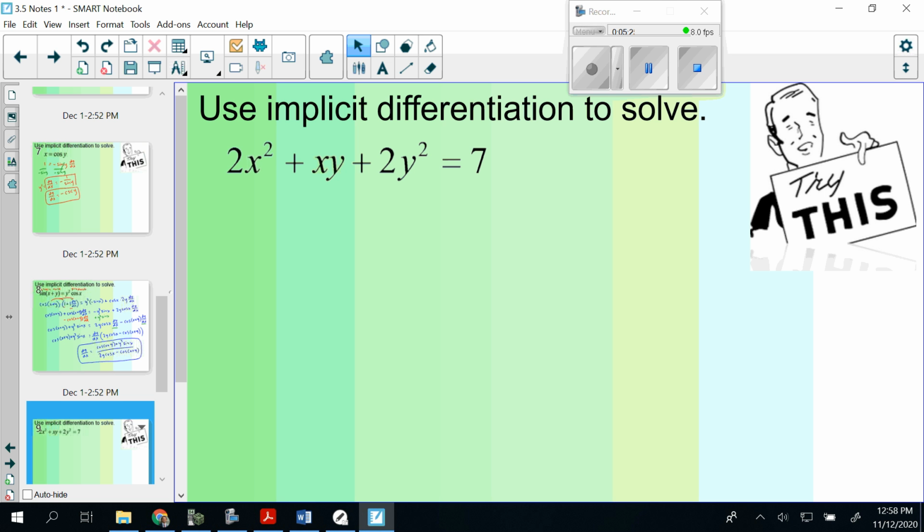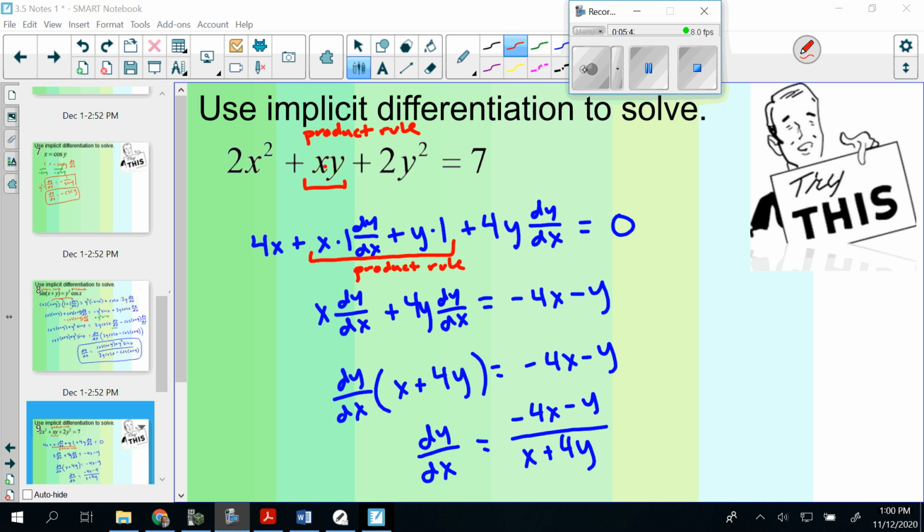All right, let's have you try this next one. So see if you can use implicit differentiation to solve. The one part you got to be a little bit careful on right here, looks like we got two functions being multiplied. That's going to involve product rule here. So make sure you include that when doing that. So pause the video, try it out, and then see how you did.